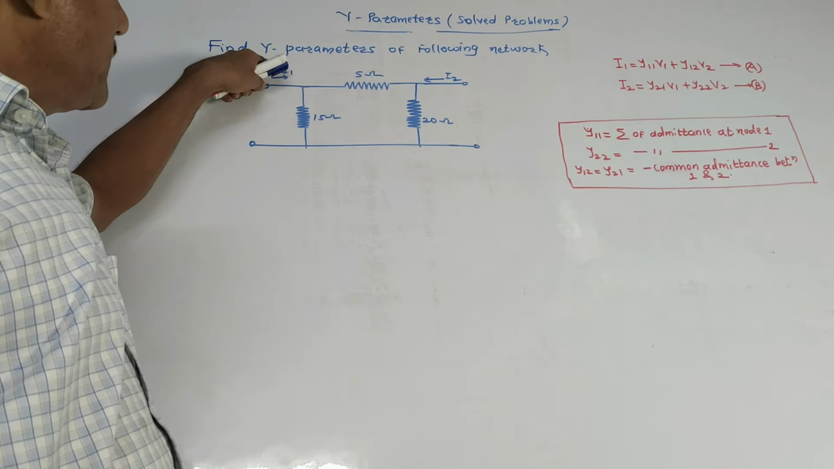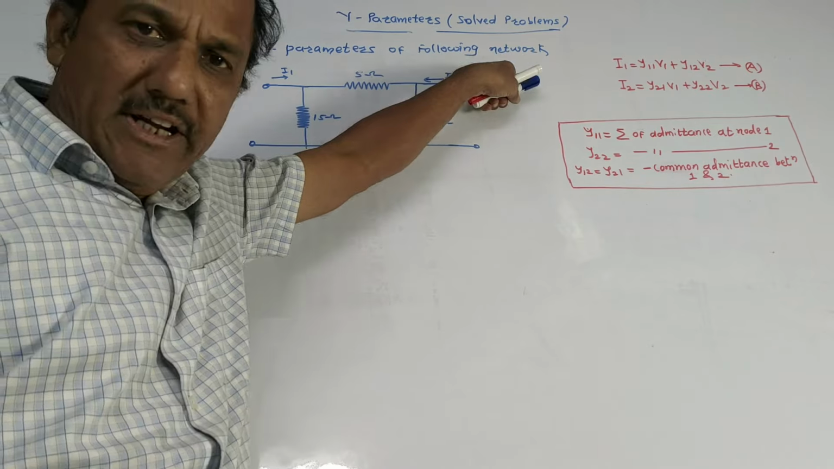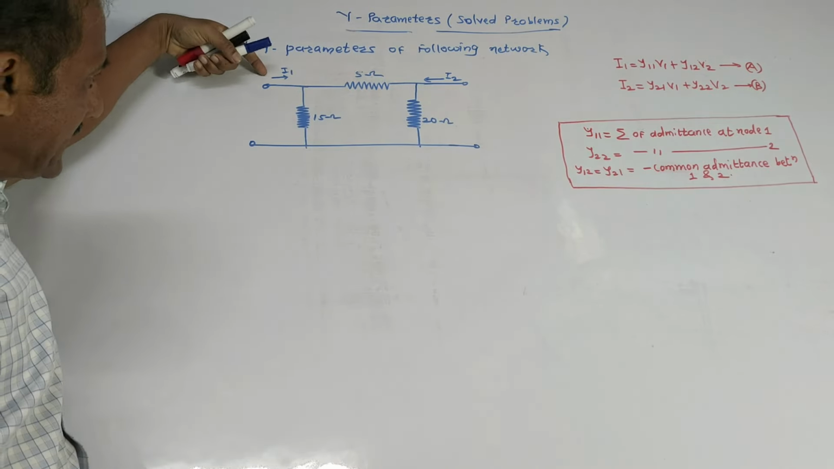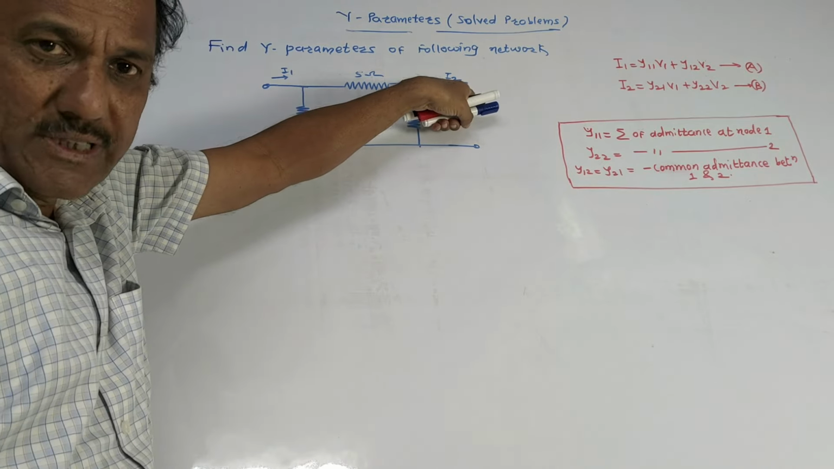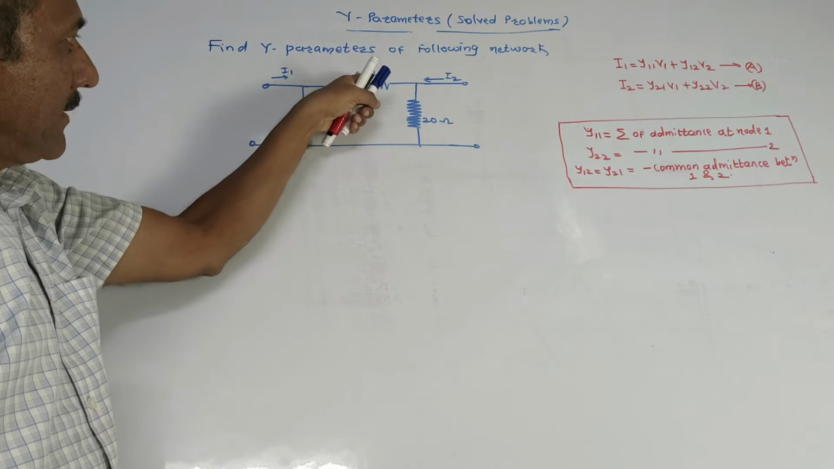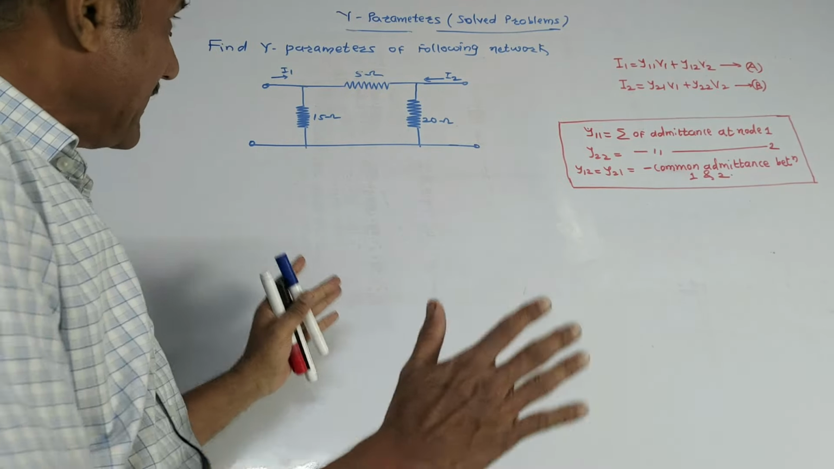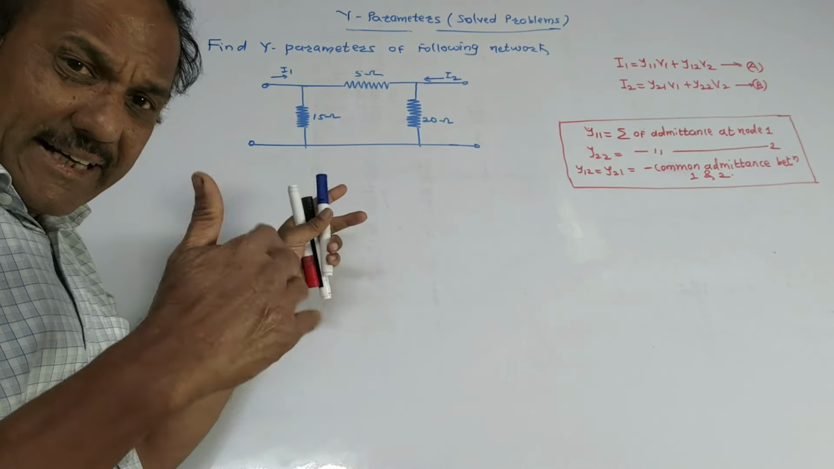The next numerical is find Y parameter of the following network. This is the given network. In the question itself, it is mentioned this current is I1. At the output, this current is I2. 5 ohm resistance, 20 ohm resistance and 15 ohm resistance. This is basically called pi type of network.